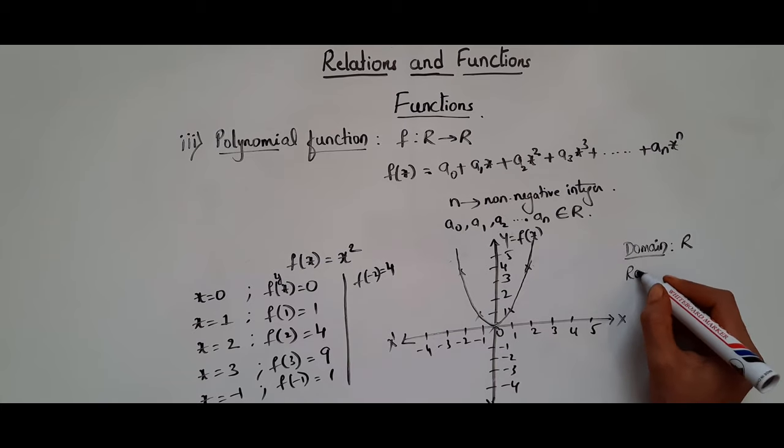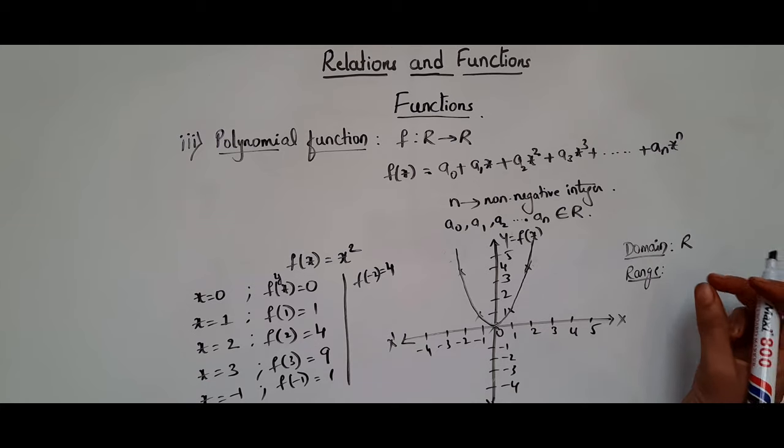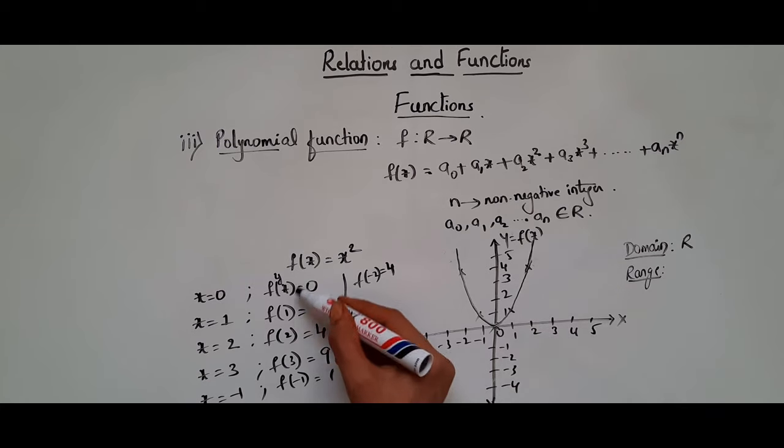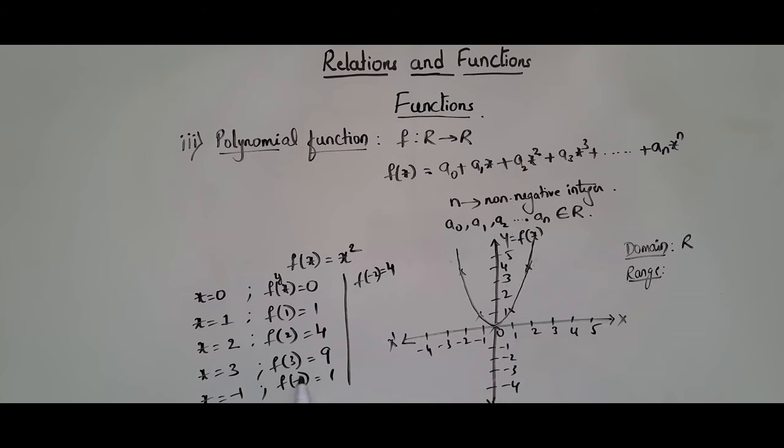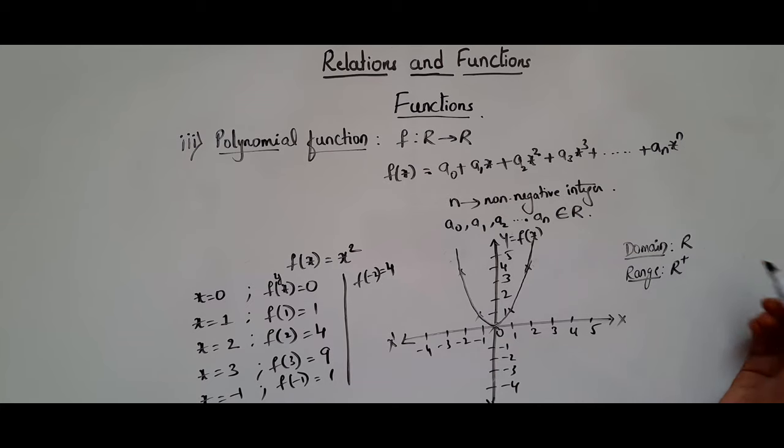Now what is range? Range is nothing but the set of values of f of x, that means these values. If you see here, all are positive. When you give a negative value also, you will get a positive. So we have R positive, that is, positive real numbers.